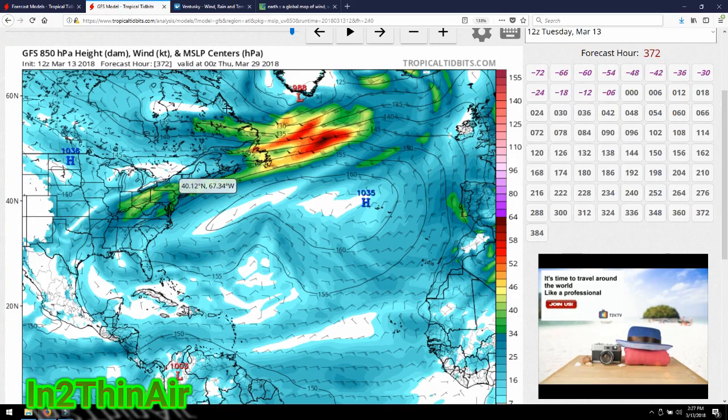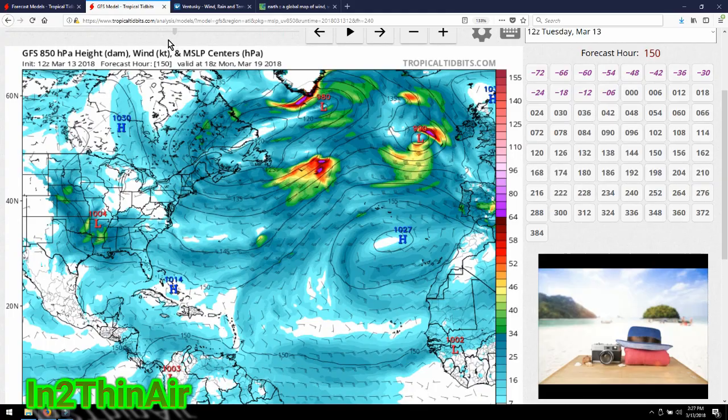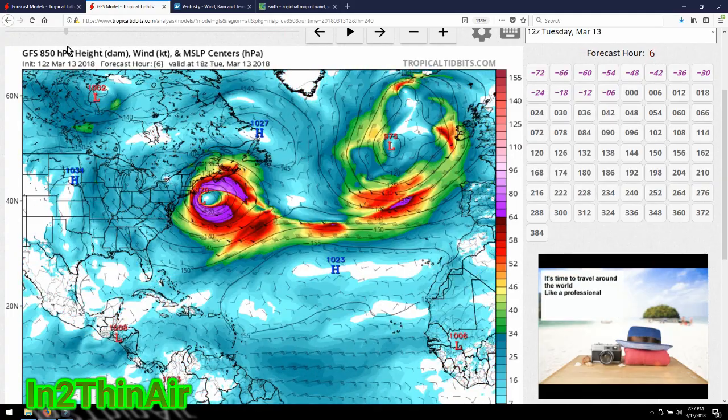Now, the tighter these rings get, you can notice here, I'll back it up a little bit to what we're dealing with right now. The tighter this ring is here, that's when you usually get the bombogenesis effect. That's when the pressure drops 24 millibars in a 24-hour period.